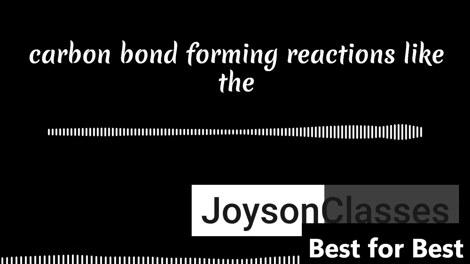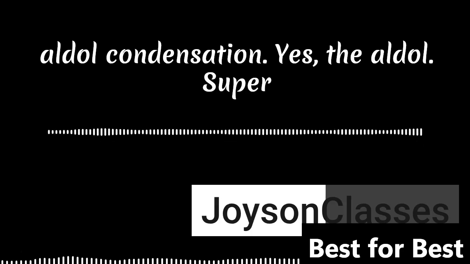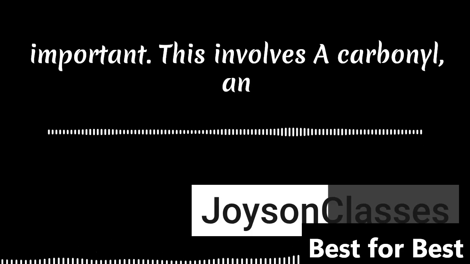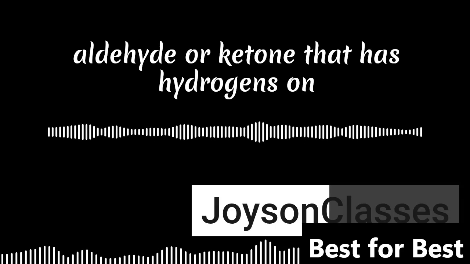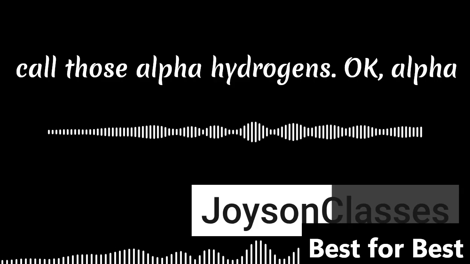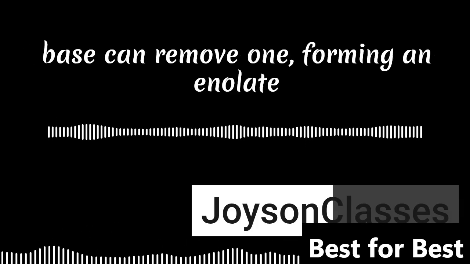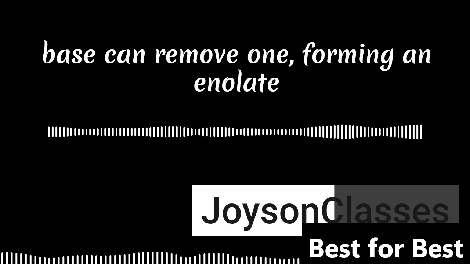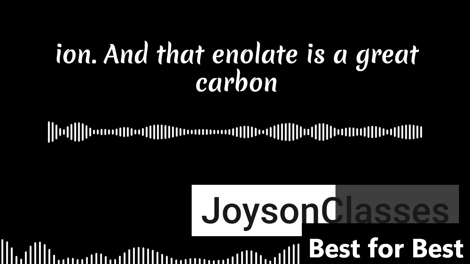Carbon bond forming reactions, like the aldol condensation. Yes, the aldol, super important. This involves a carbonyl, an aldehyde or ketone, that has hydrogens on the carbon next to the carbonyl group. We call those alpha hydrogens. Okay, alpha hydrogens are key. They are, because a base can remove one, forming an enolate ion, and that enolate is a great carbon nucleophile.